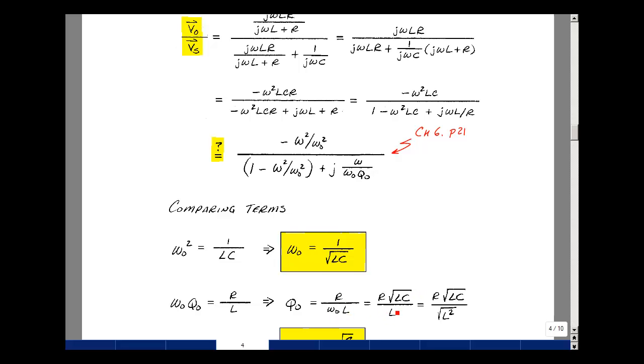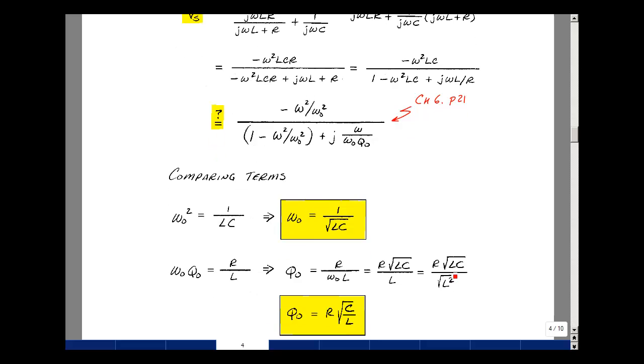And you could write this as the square root of L squared, and then one of those L's would cancel with this. We just have R, and the square root of C divided by L. And this is Supplemental Problem 6.4.